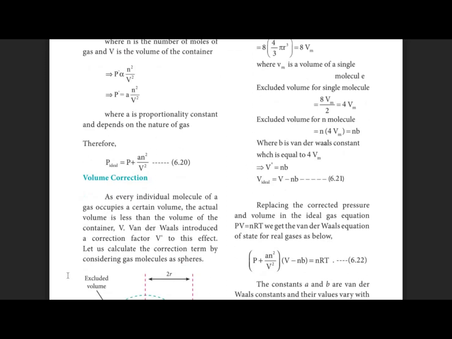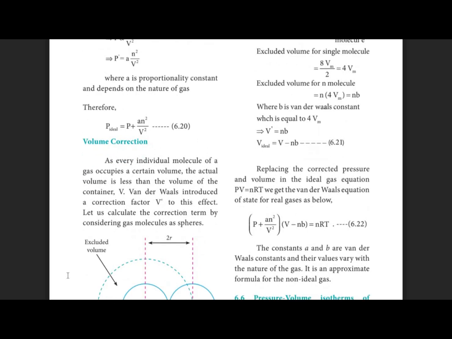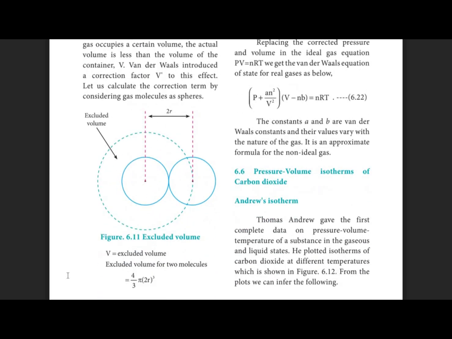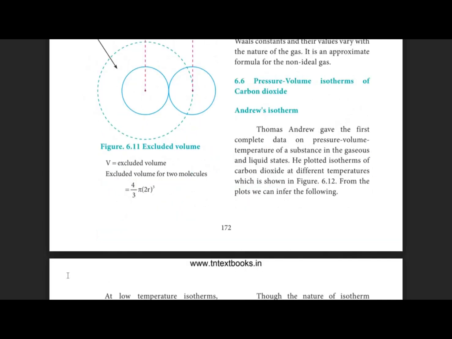As every individual molecule of a gas occupies a certain volume, the actual volume is less than the volume of the container. Van der Waals introduced a correction factor b to this effect. Let us calculate the correction term by considering the molecules as spheres. Here two molecules are given. V is the excluded volume.